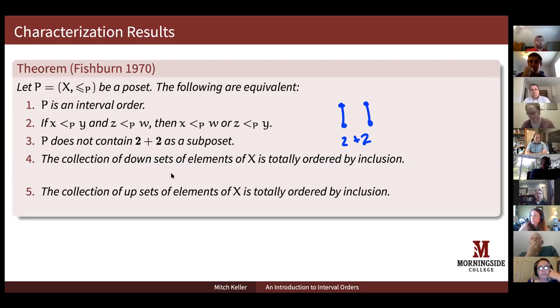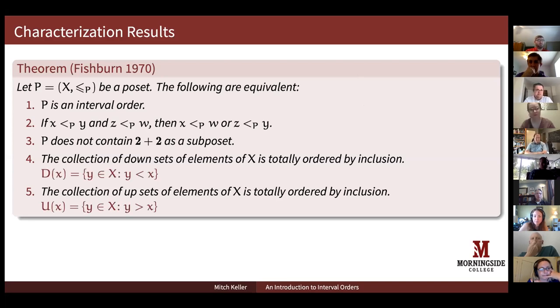Okay, what are downsets and upsets? Well, they're pretty descriptive names. The downset of X is all the stuff that's less than X. The upset of X is all the stuff that's greater than X. So those seem like things that we can get our hands on, and we're going to get our hands on them here momentarily. And those 4 and 5 are actually critical to the algorithmic question.